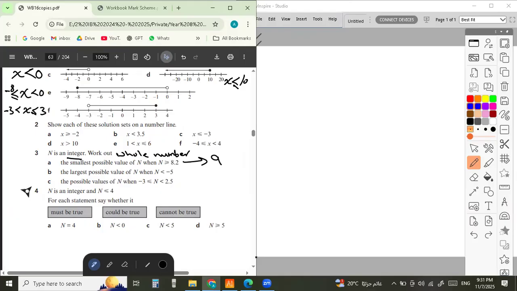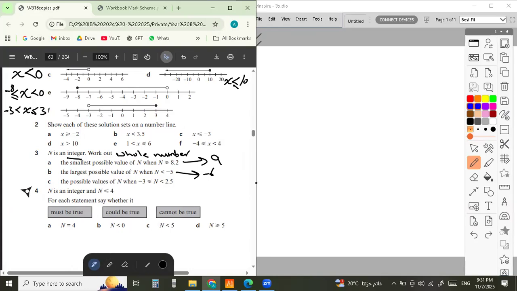Here, the largest possible value of n when n is less than -5. Less than -5, I have -6 and -7 and -8. And yes, but they want the largest. The largest of them all is -6. Larger than -7, larger than -8.